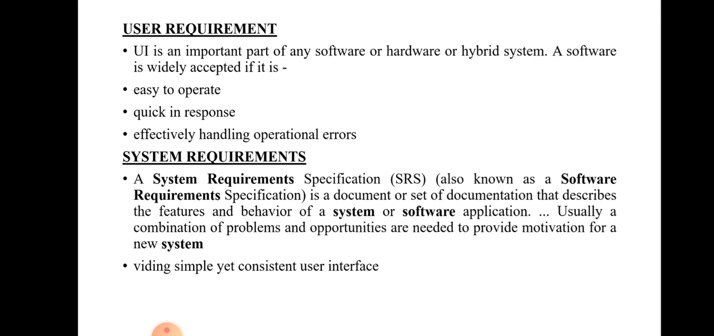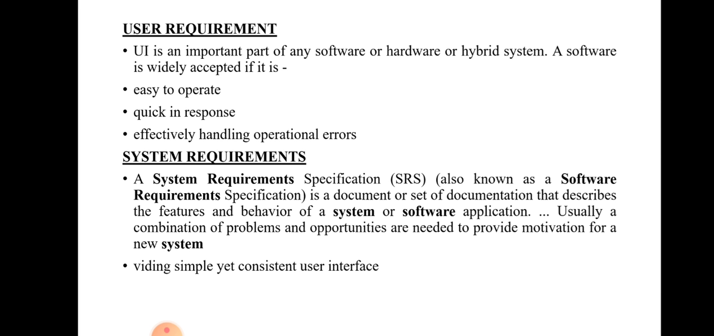Next we will see what is a user requirement. Usually the user interface plays an important role in any software or hardware. Each and every software will be accepted if it is easy to operate, responds quickly, and also has the ability to handle the errors that occur in the software development process. Only then will the particular software be accepted by everyone.